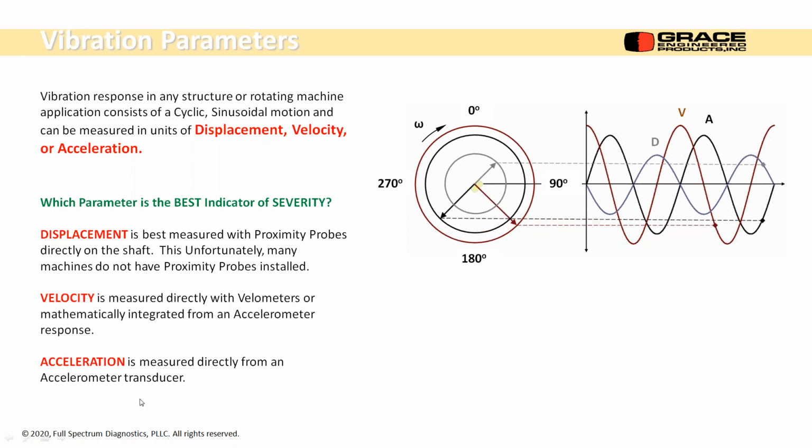Acceleration is measured directly from an accelerometer transducer. There's a few good reasons to use acceleration, one of which is high-speed gearboxes. If you have centrifugal compressors, they have lots of teeth on their high-speed shafts, and you can get really high gear mesh frequency. And that's one of the limitations of velocity. You don't see those gear mesh frequencies nearly as well. And the manufacturer usually quotes their alarm levels in acceleration.